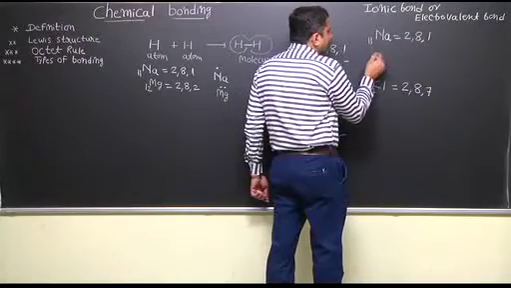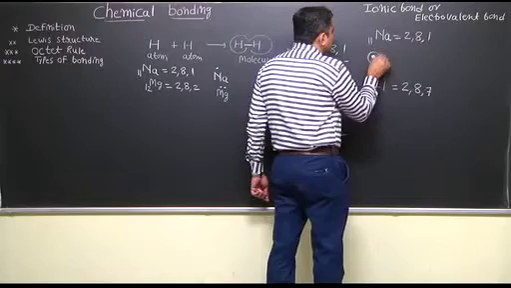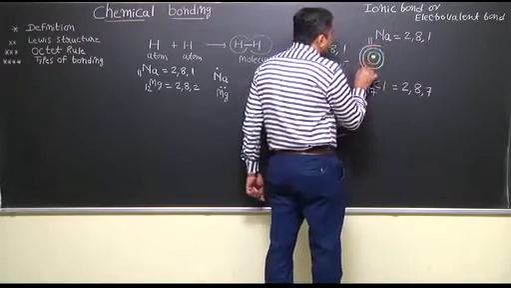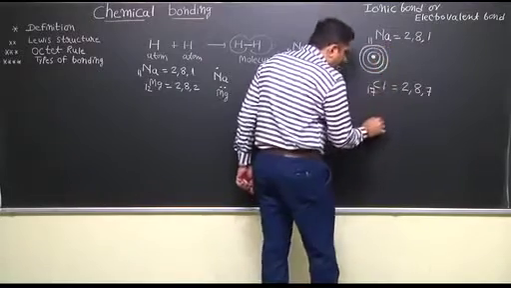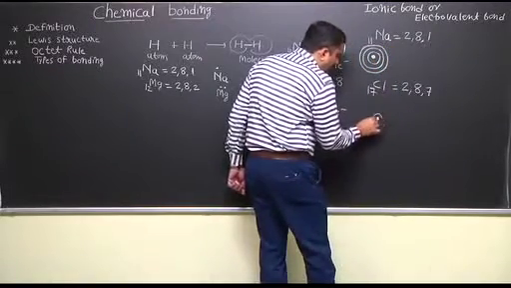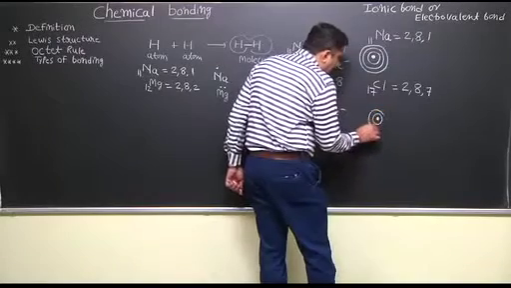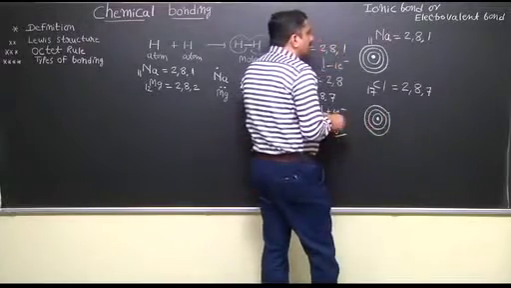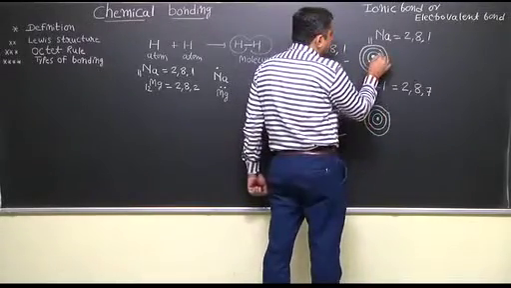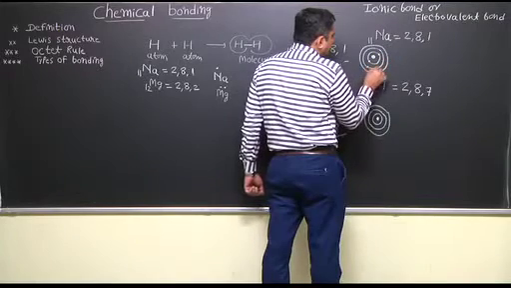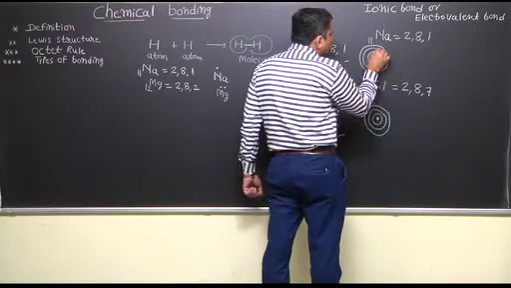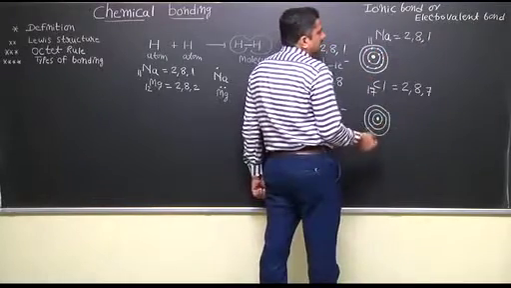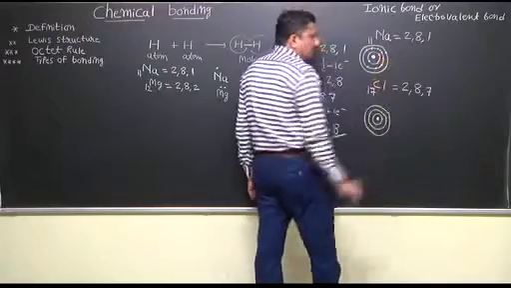Nucleus, first orbit, second orbit, third orbit. Nucleus, first orbit, second orbit, and this is the third orbit. In the first orbit, 2 electrons are present, while in the second, 8 electrons are present, and in the outermost orbit, meaning the valence shell, only 1 electron is present.